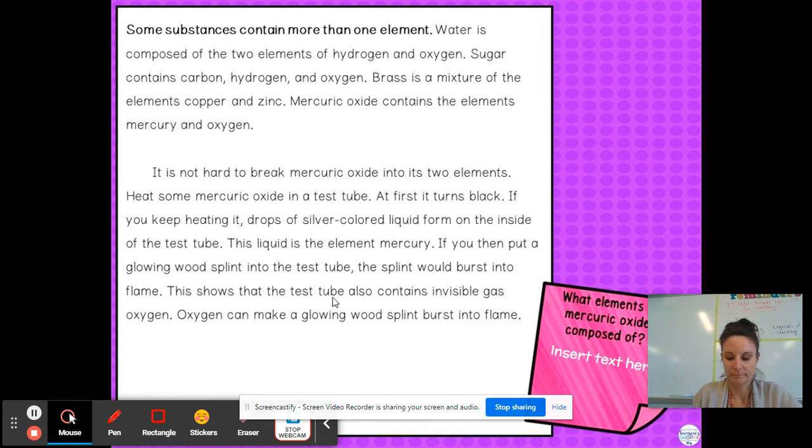Slide 4. So for slide 4, we are looking for what 3 elements make up sugar and what 2 elements is mercuric oxide composed of.